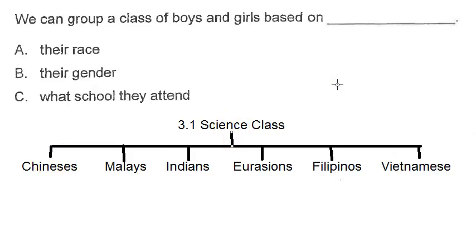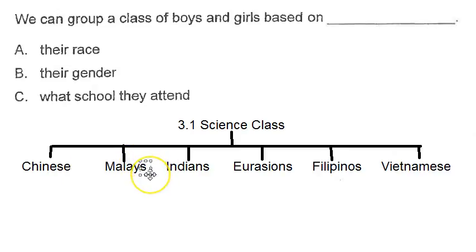So remember, when we classify something, we group them according to their similarities. So all the Chinese, sorry, I think I made a mistake there. You don't say Chineses, right? Just Chinese, and then the Malays, the Indians, the Eurasians, the Filipinos, and the Vietnamese. Okay, so we can group them according to their race.